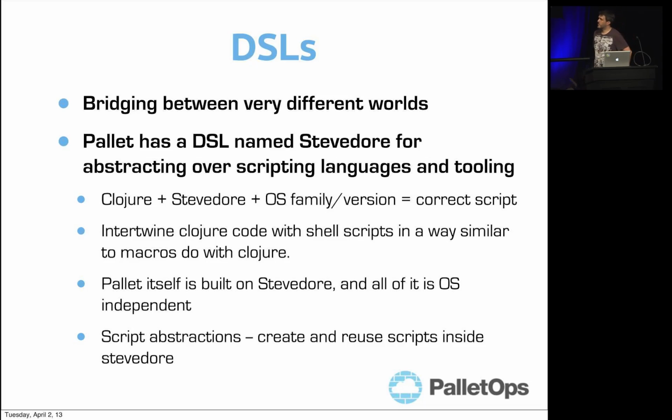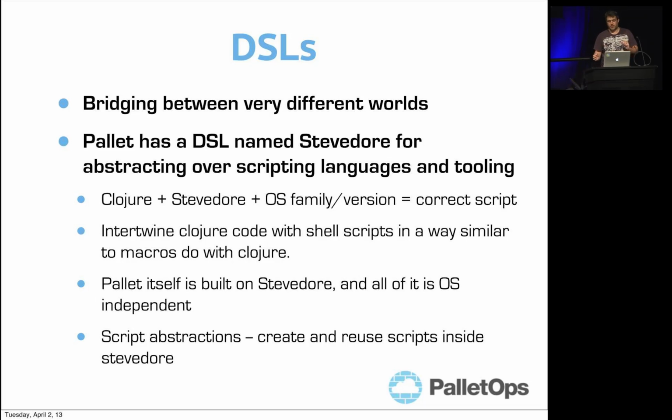So what are the things in Clojure that we use? We use DSLs. DSLs are a great way, and I think we've seen a couple presentations at least, Piplin and the one about LLVM, in which the use of a DSL let us bridge between two very different worlds that don't quite match. And Pilot has a DSL named Stevedore that abstracts over scripting languages and tooling.